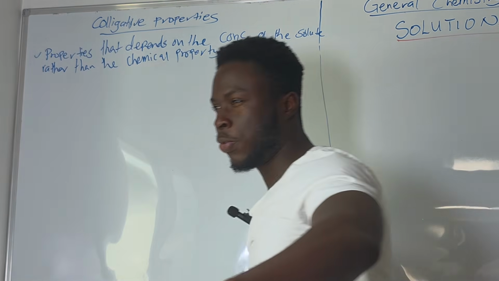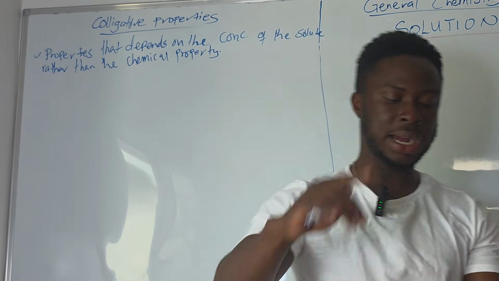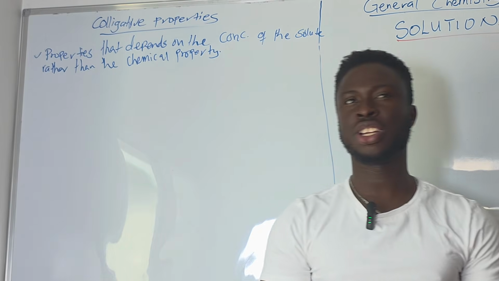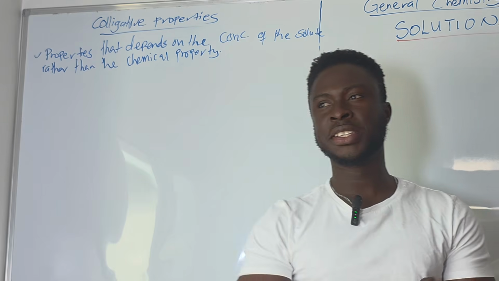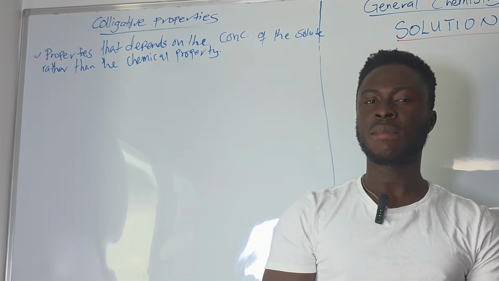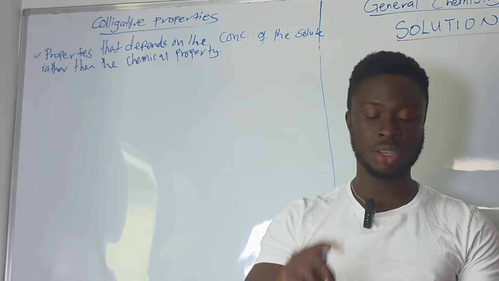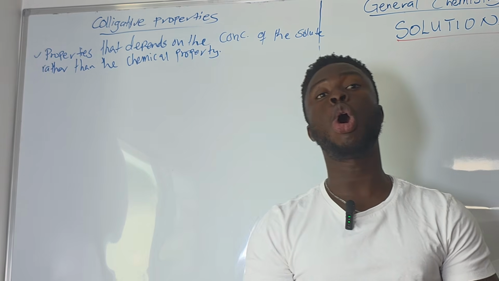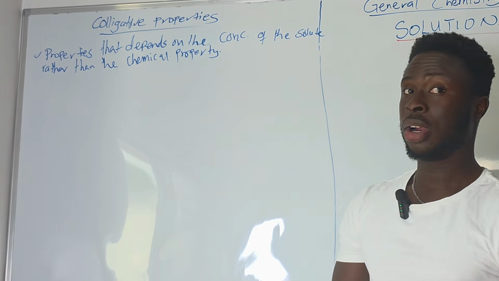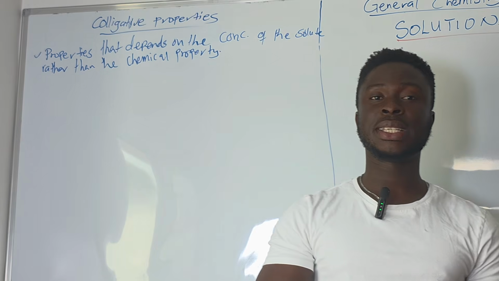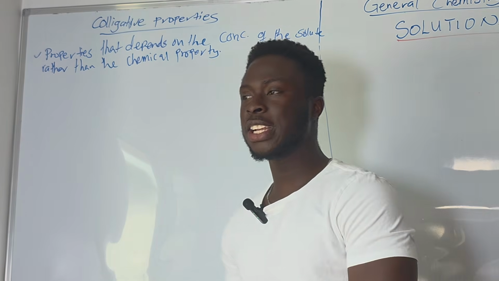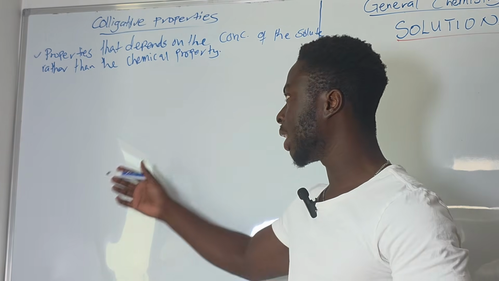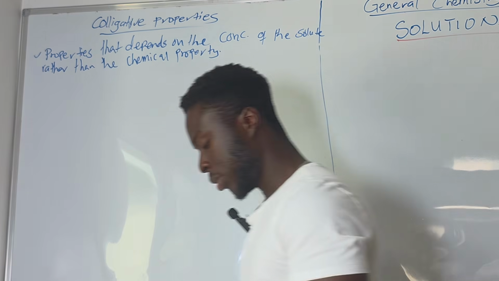Now, there are a couple of colligative properties. We have vapor pressure depression, freezing point, boiling point elevation, freezing point depression, and osmotic or oncotic pressure. Those are the colligative properties. Now, let's talk about it. The first one, the vapor pressure depression, is talked about in Raoult's law.